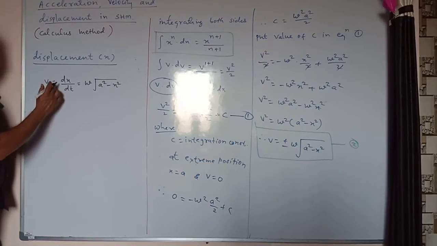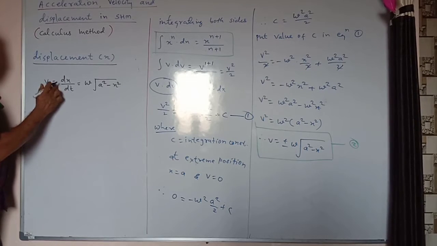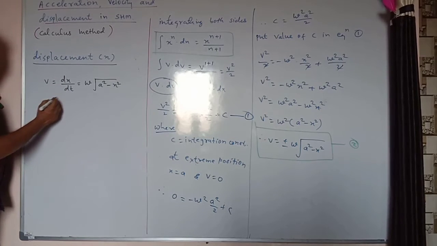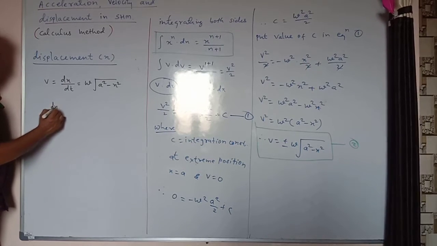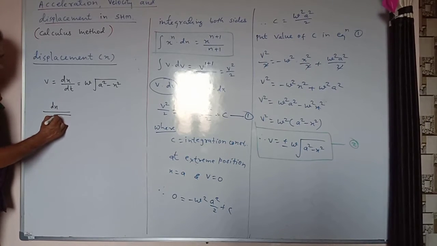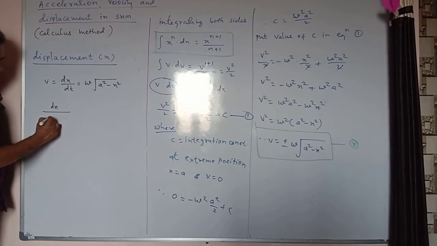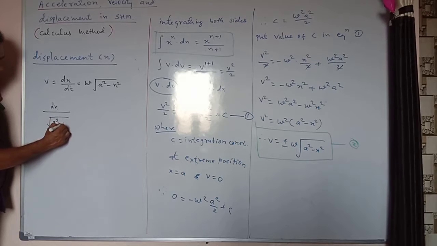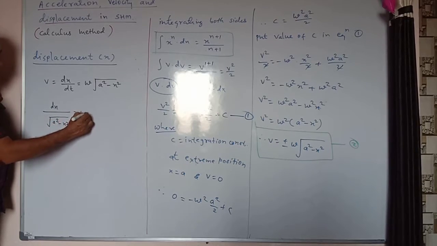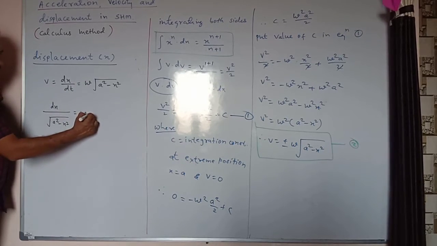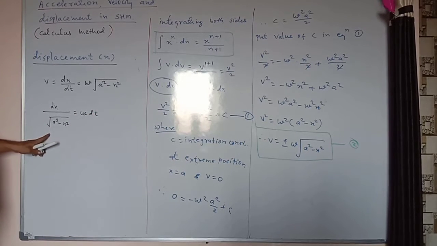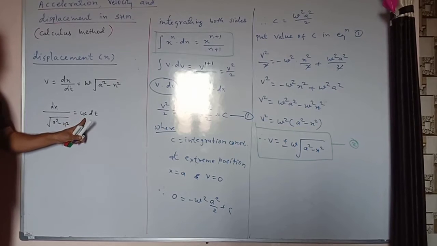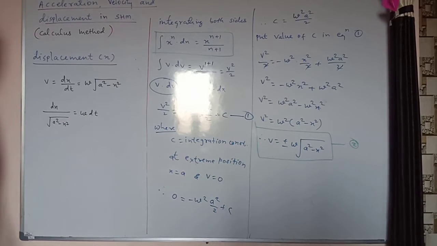So here, how can we solve this? We can write dx upon omega under root a square minus x square is equal to, omega is as it is, so omega into dt. So dx upon under root a square minus x square is equal to omega dt.